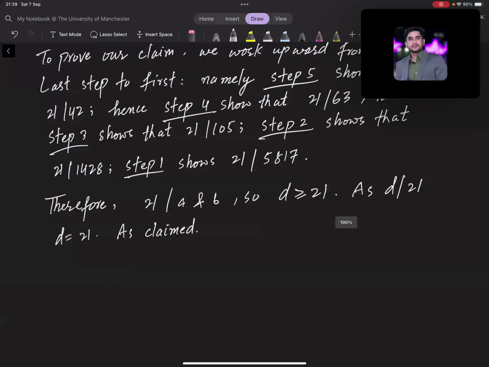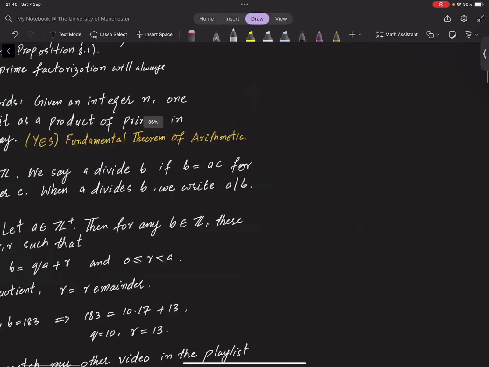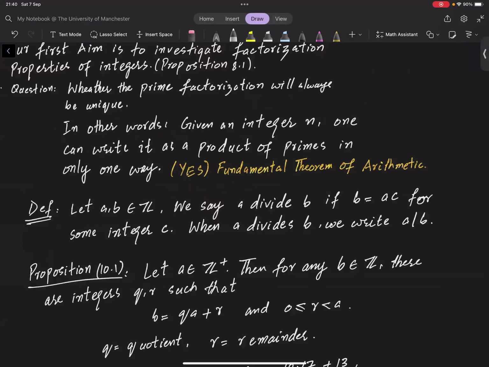So we are talking about chapter 10, integers, and we have said that the question in this part is whether the prime factorization will always be unique. To answer this, in other words, we say that given an integer n, one can write it as a product of primes in only one way, and the answer is yes. We call that the fundamental theorem of arithmetic.